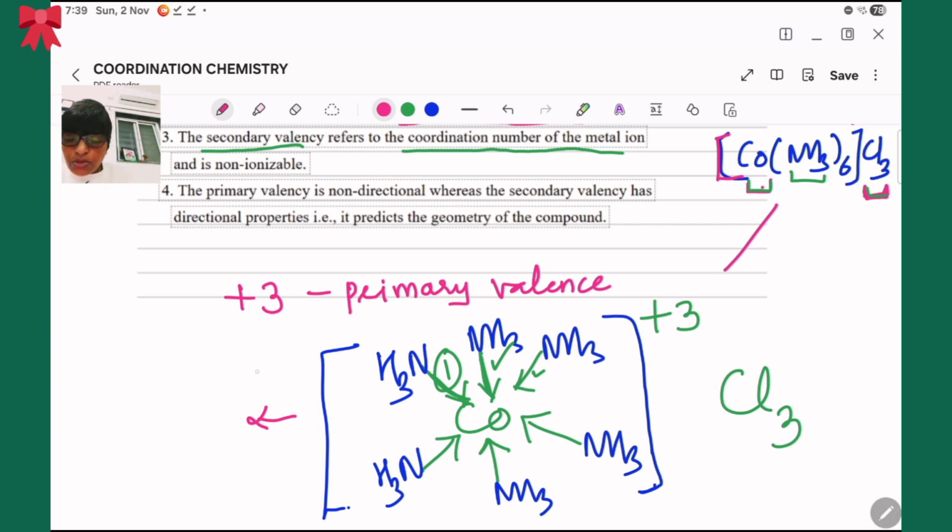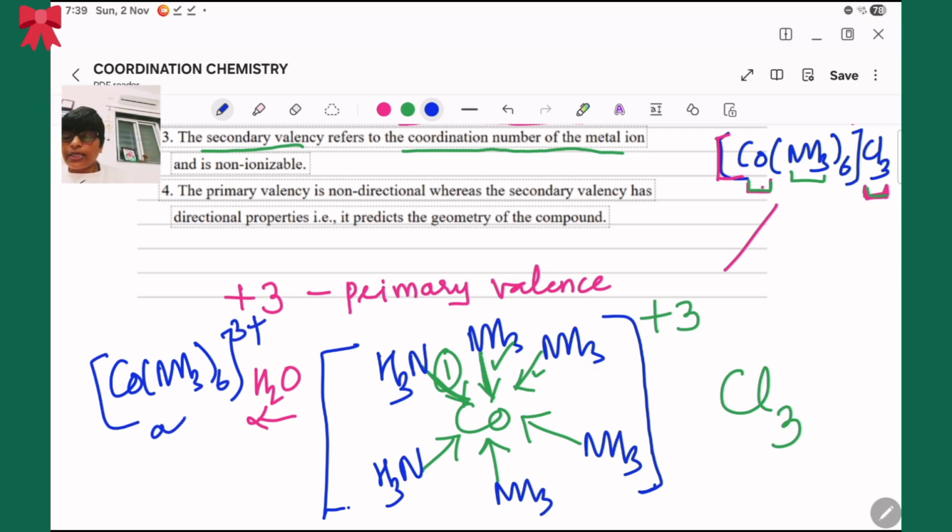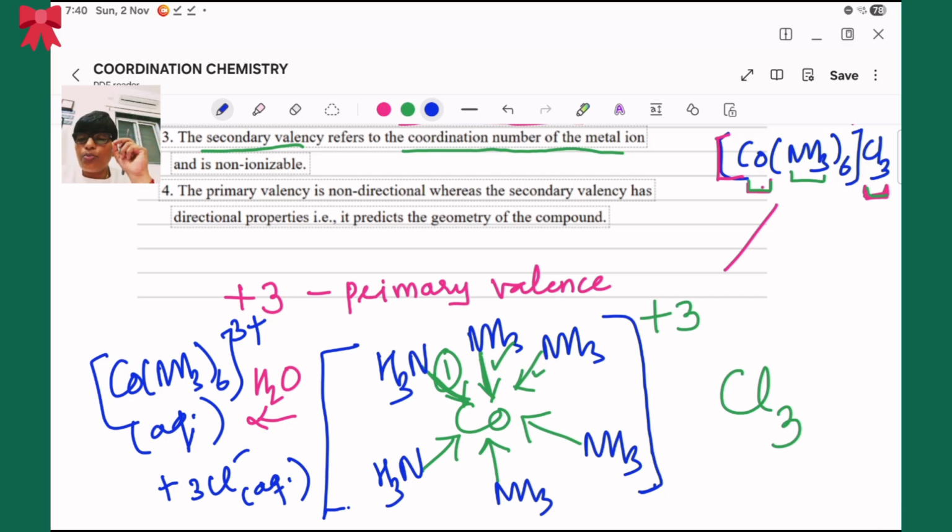So when I put this in water, which I just show in the exam like this, H2O, what will happen? This entire thing, that is [Co(NH3)6]3+, will dissociate, and I can just write aq over here because it's surrounded by water, plus the 3Cl- will be separated out like this. So in this manner, the coordinate bonds are non-ionizable. That means these bonds are never going to break.